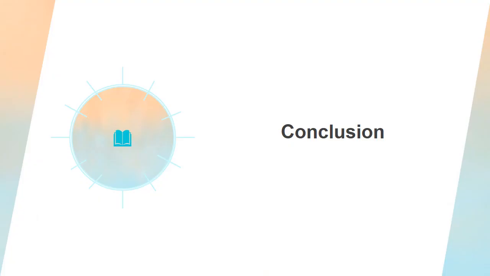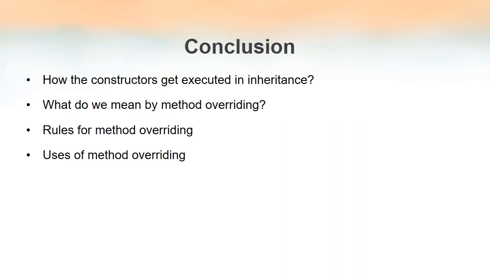We shall conclude now. In this video lecture, we discussed the calling order of constructors in inheritance: when we create an object of a child class, how the constructors will be invoked and what is the order of calling of constructors. Then we covered the definition of method overriding, the rules that we have to maintain to say that method overriding exists, and two different uses of method overriding, and we saw an example in detail explaining the first usage of method overriding.